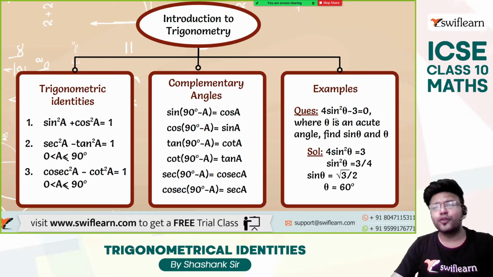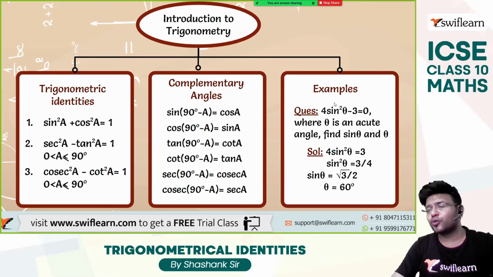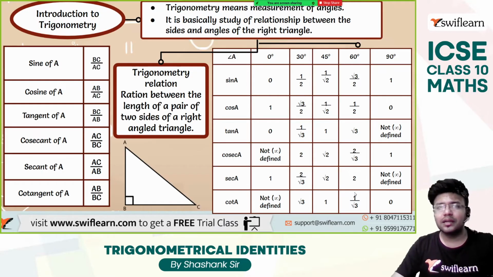And we can solve few examples. So 4 sine square theta minus 3 is 0, where theta is the acute angle. Find theta. So 4 sine square theta is equal to 3, so sine square theta is equal to 3 by 4. Take square root. Sine theta is root 3 by 2. Which angle has the sine value root 3 by 2? It is the angle 60. So that is the answer.